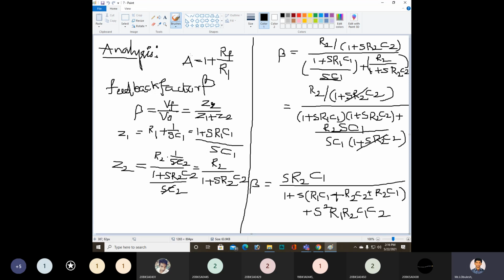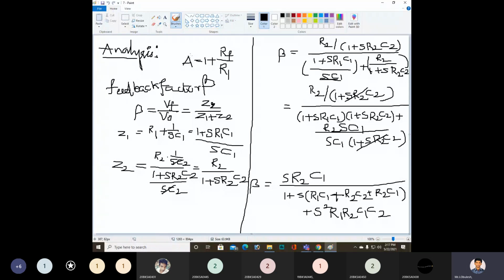See, this is the analysis for your Wien-Bridge oscillator. Just you have to remember. So you know that your non-inverting amplifier voltage gain is equal to 1 plus Rf by R1. Yes or no? So here, the non-inverting amplifier gain A is equal to 1 plus Rf by R1. Then feedback factor beta, based on the previous analysis, is feedback voltage divided by output voltage. That equals Z2 by Z1 plus Z2.